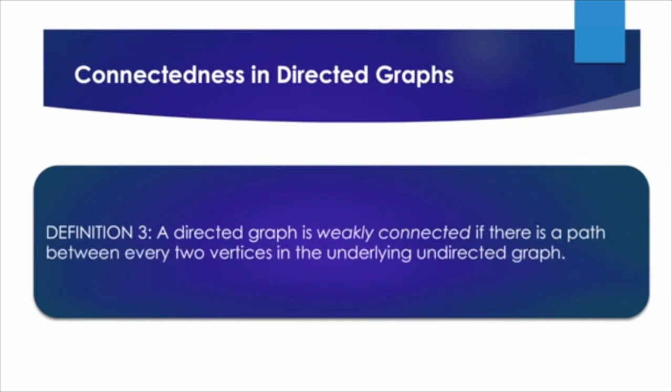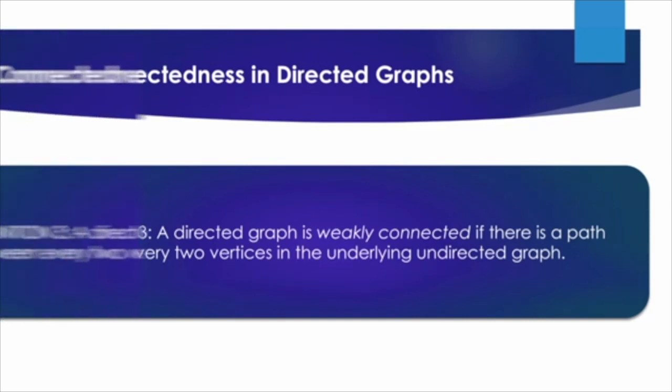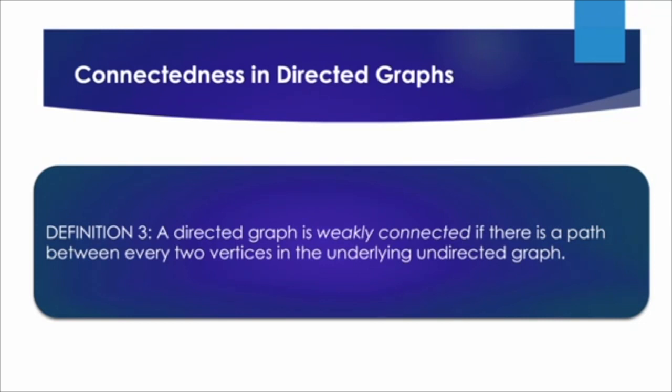A directed graph is weakly connected if there is a path between every two vertices in the underlying undirected graph. That is, a directed graph is weakly connected if and only if there is always a path between two vertices when the directions of the edges are disregarded. Clearly, any strongly connected directed graph is also weakly connected. So let us take an example to distinguish between strongly and weakly connected graphs.